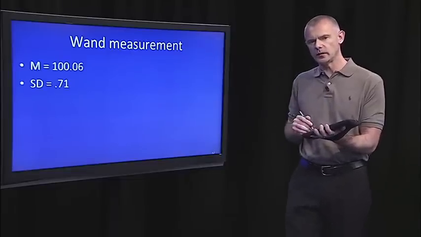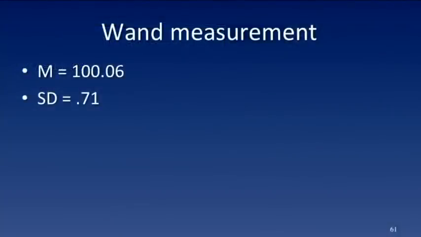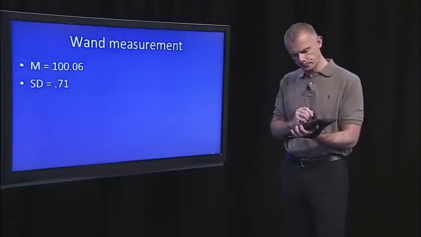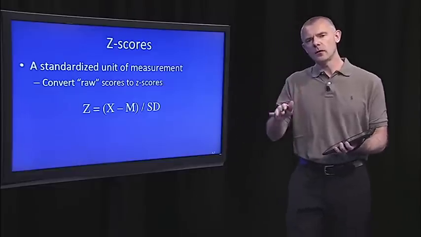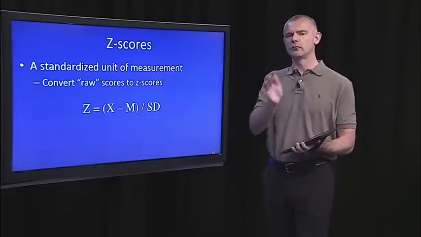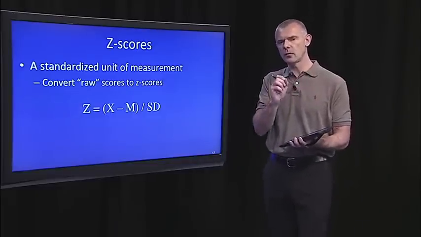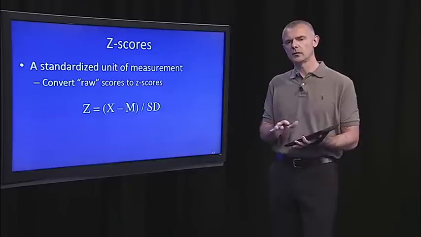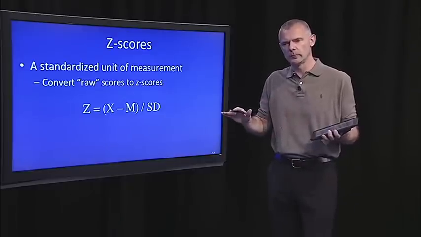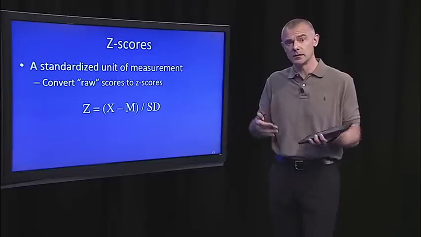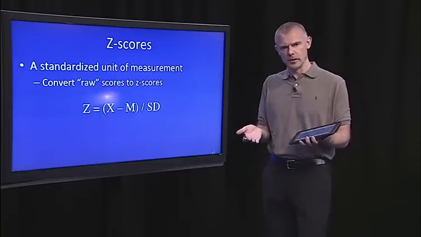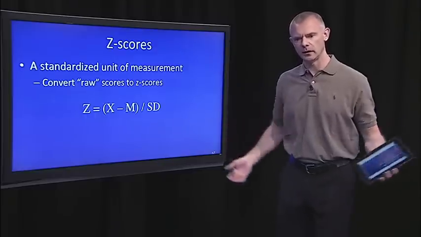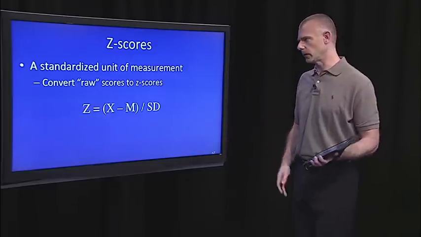So there are the descriptive statistics or summary statistics. The mean is 100.06, standard deviation of about 0.71. The point of this is we can convert those scores, and I'll refer to those as raw scores. We can convert those raw scores to z-scores. And z-scores are a standardized unit of measurement. So if we have things converted into z-scores, then everybody sort of has an idea of what the values mean. So it's like converting into a universal metric.